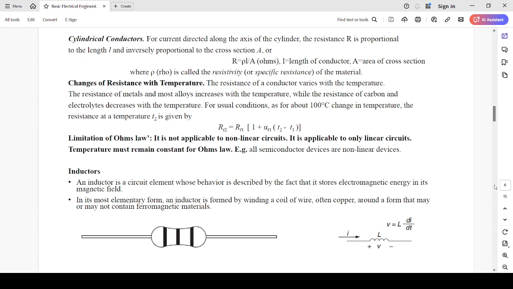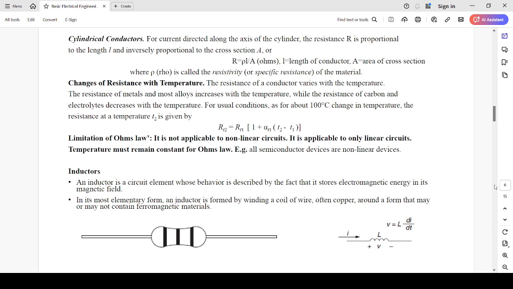Okay, for usual conditions, as for about 100 degrees Celsius change in temperature, the resistance at a temperature T2 is given by this formula. This formula, students, you should remember when we will be attempting various numerical problems in the tutorial. Okay. So, see students, Ohm's law is not applicable to nonlinear circuits. It is applicable only to linear circuits.